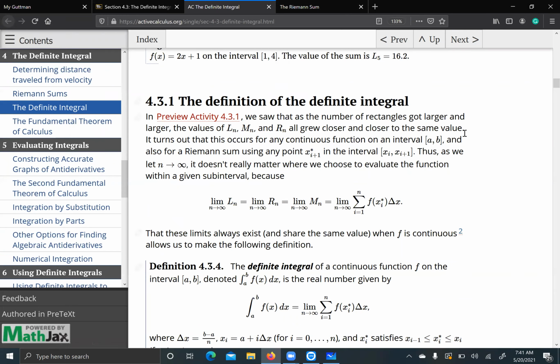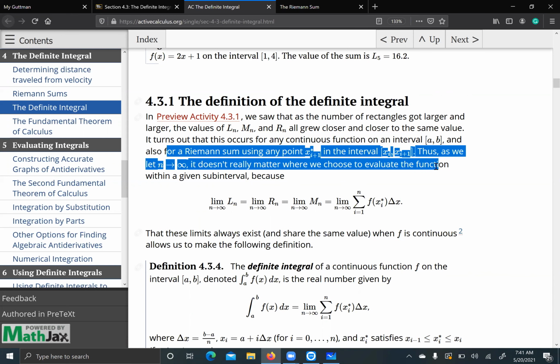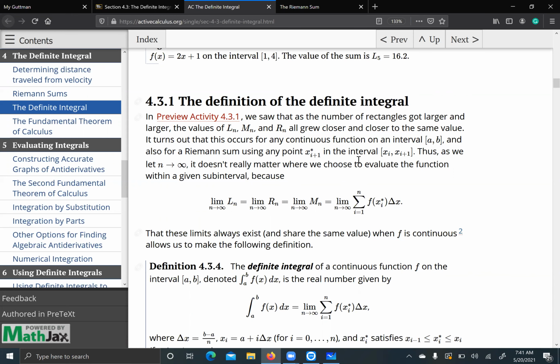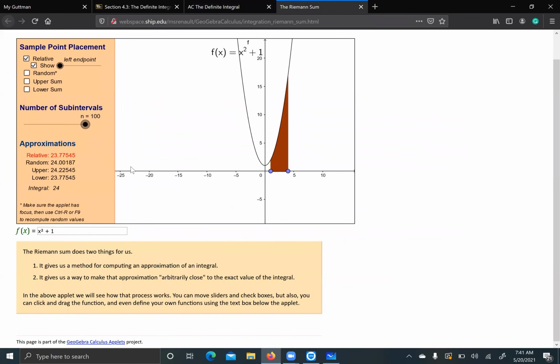Of course, the function needs to be continuous so that it works. And when the n values are large, when the number of boxes is large, then it doesn't really matter whether you do left Riemann sum or right Riemann sum or midpoint. So let me show you something.